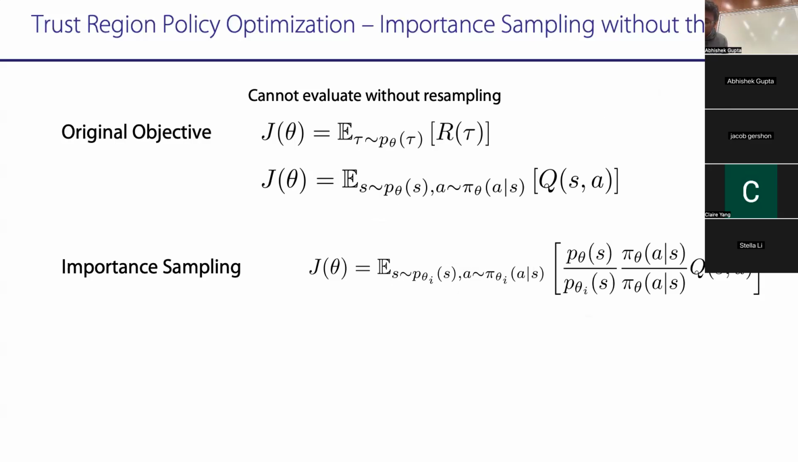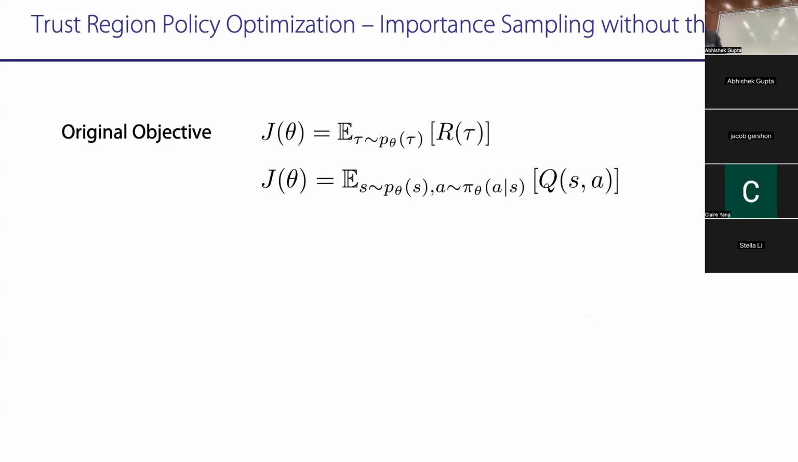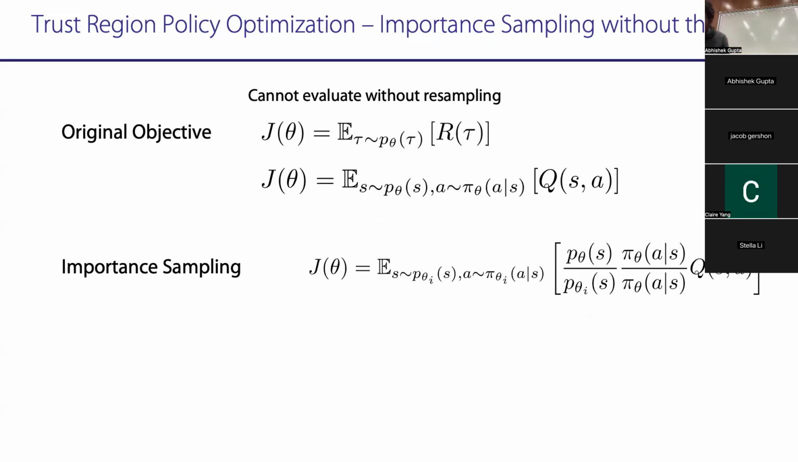We're going to take this objective and apply importance sampling to it. We're going to say this is going to be our Q, and we're going to reweight things by P theta over P theta I, or pi theta over pi theta I. This is exactly the same thing we did in the previous slide. We multiplied and divided by Q, so we got a reweighted update. We're going to do exactly the same thing, but this is going to be our Q.